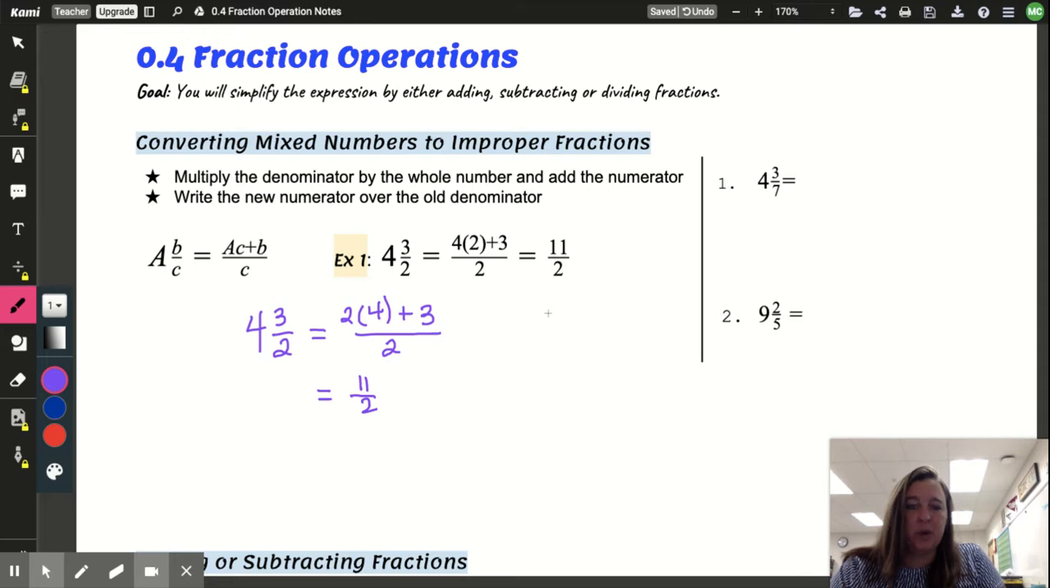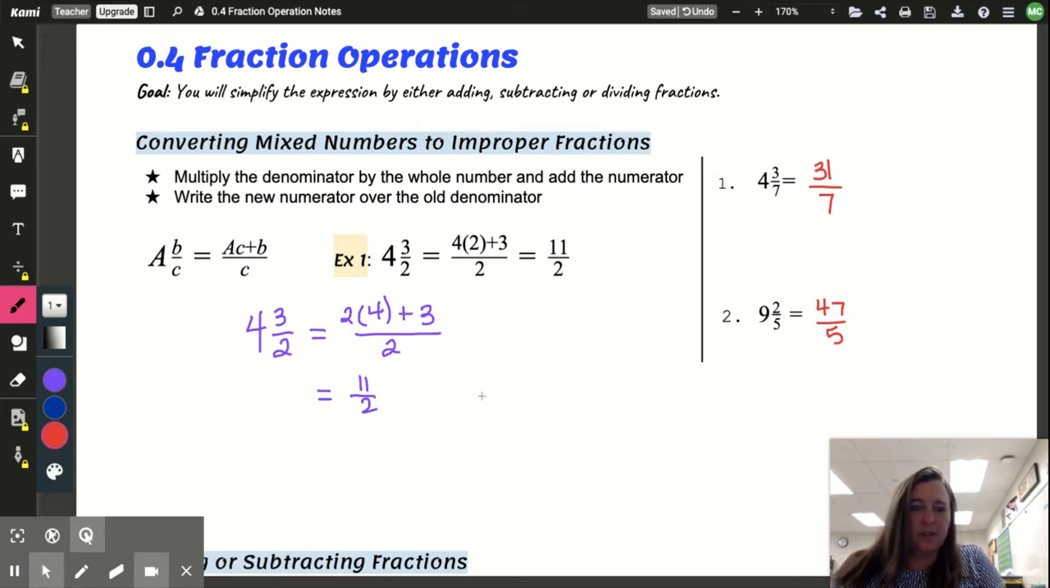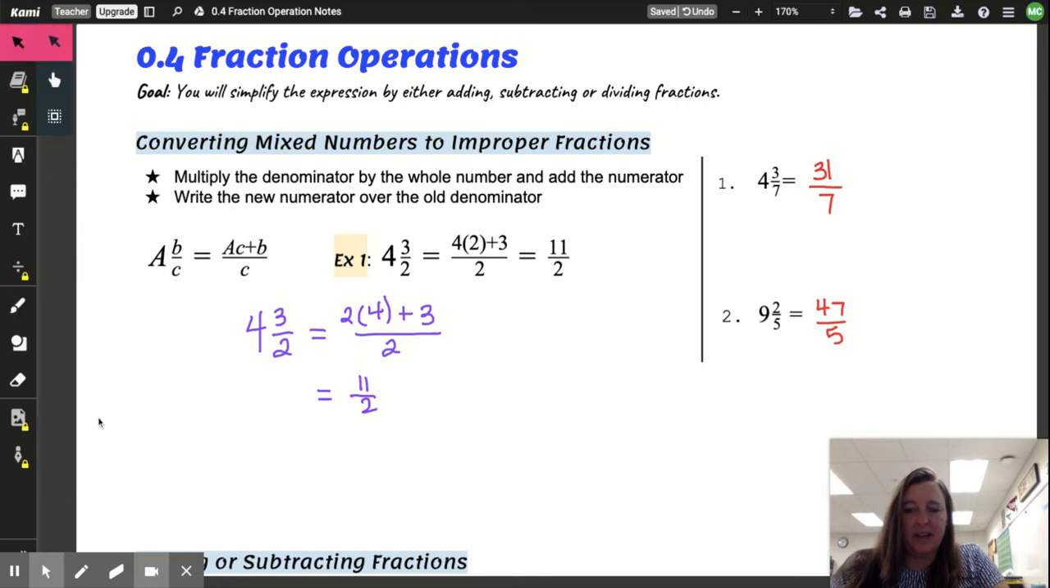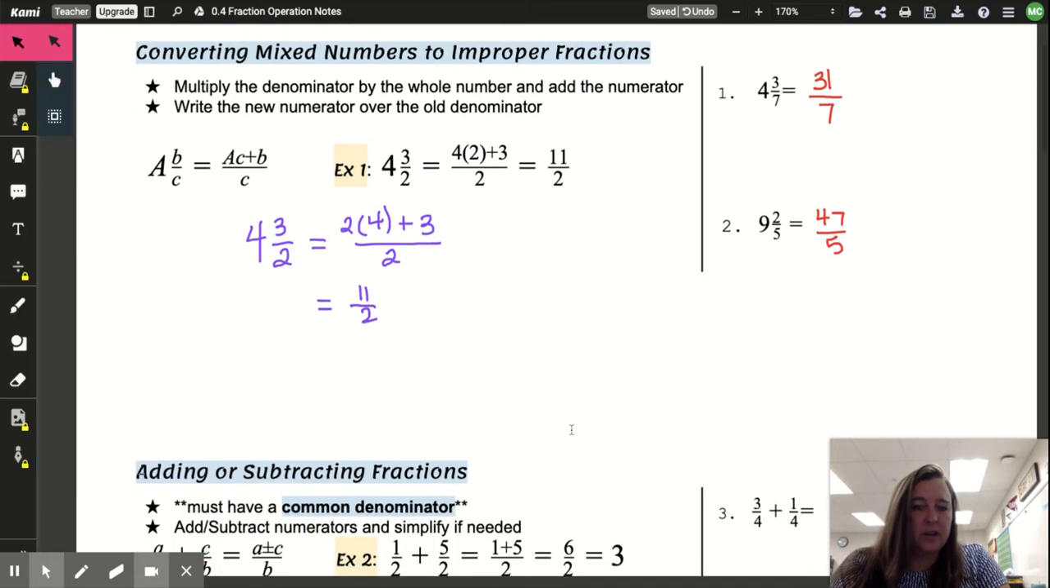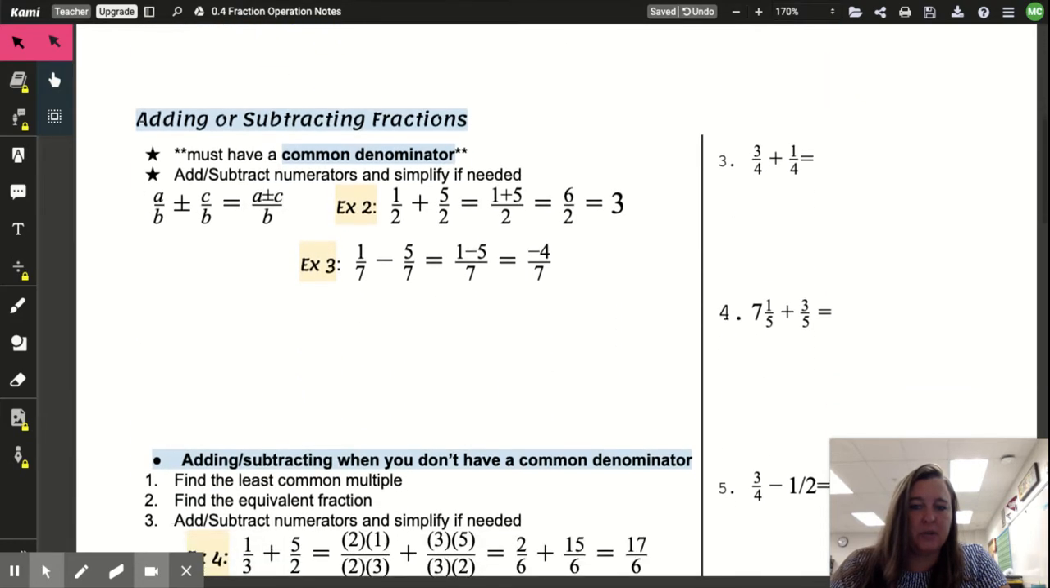At this point, you should pause your video and see if you can do these two that are over here on the side. So you're going to pause the video, work these two, and then come back and see how you did. All right, welcome back. For number 1, you should have gotten 31 over 7, and for number 2, you should have gotten 47 over 5. If you were unable to arrive at those answers, you need to go back and watch the first part of the video on how to convert.